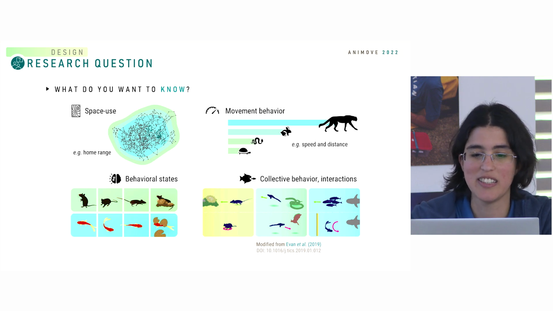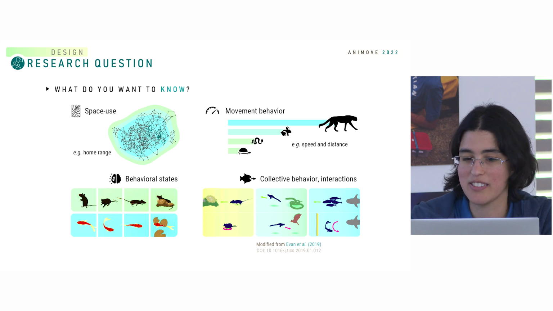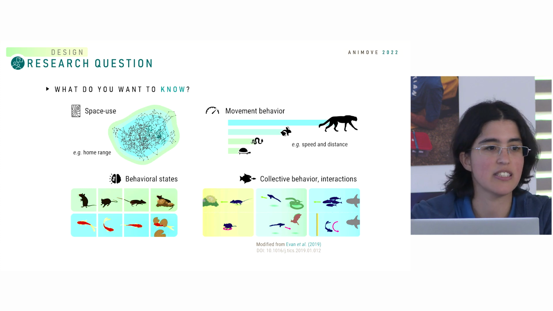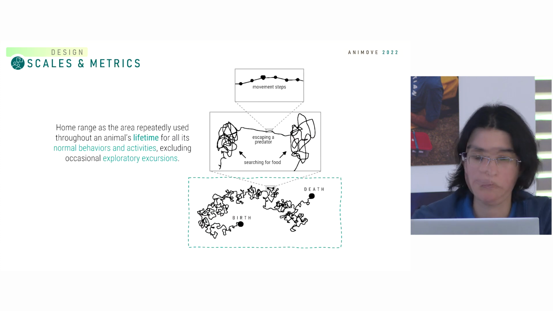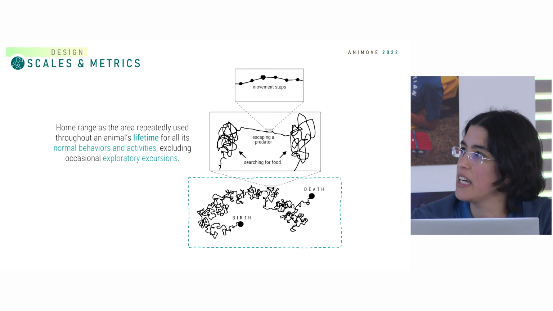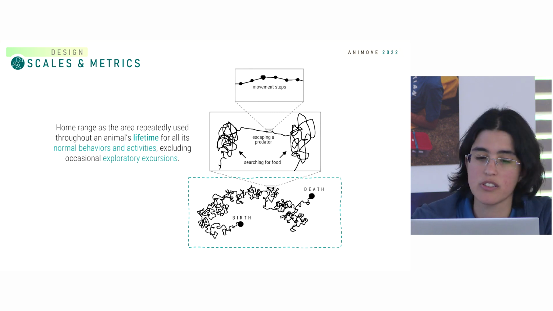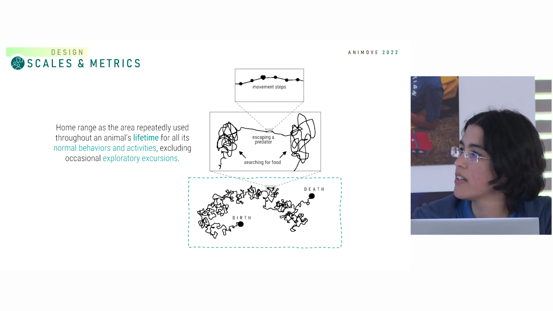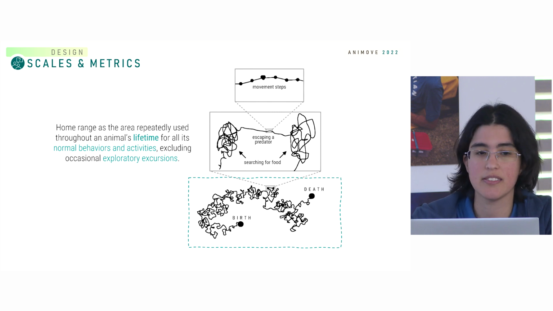It starts at this point. Because if you don't do that, and afterwards you're like, okay, space use would be nice, but then you didn't collect enough data to answer that. So if you're looking at home range estimation, the lifetime range of all its normal behaviors and activities, how can I know beforehand, before I collect my data, what is enough to see this process?